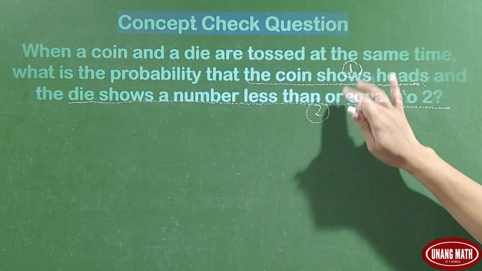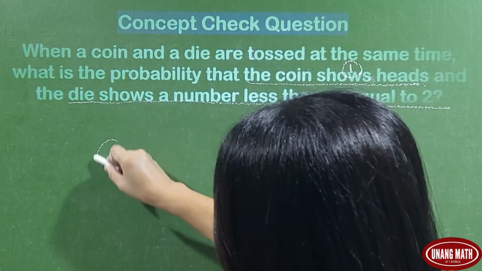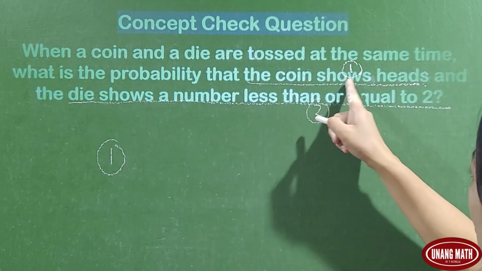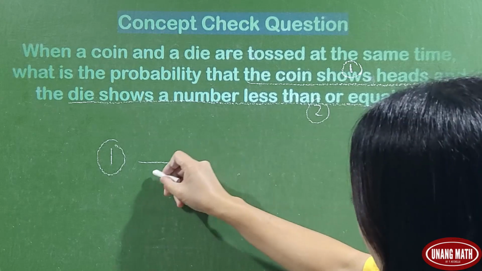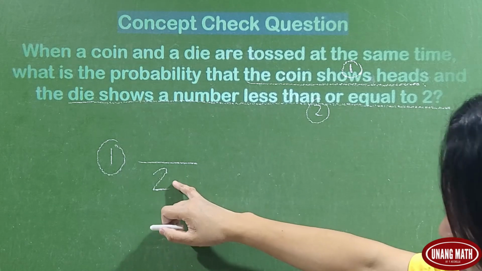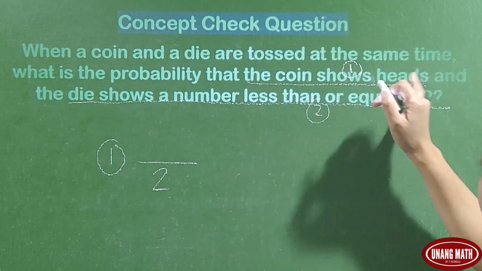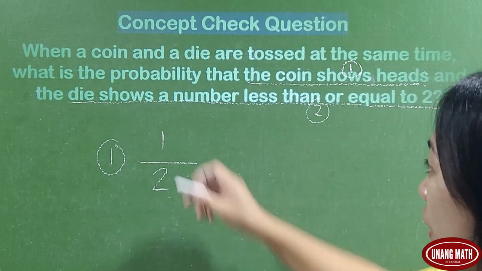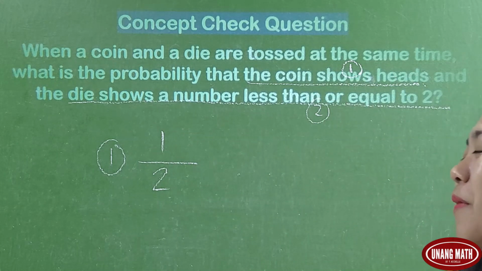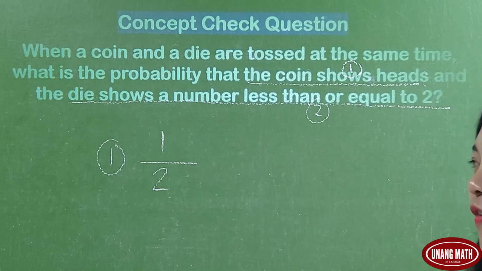Okay, let's find each probability. So for our first event, the coin shows heads. So that means we have 2 possible outcomes because a coin has only 2 faces. So 2 possible outcomes. What about favorable outcomes? The coin shows heads, so that's 1 favorable outcome. So we have 1/2 as the probability for our first event.